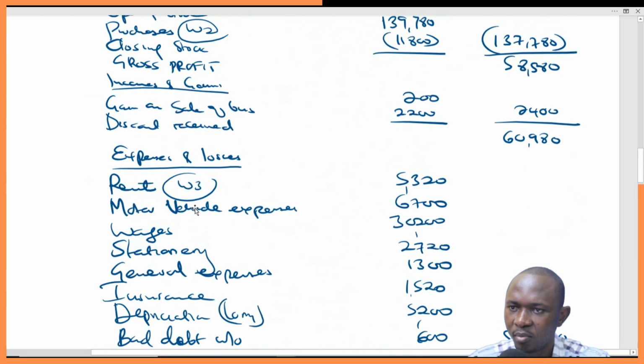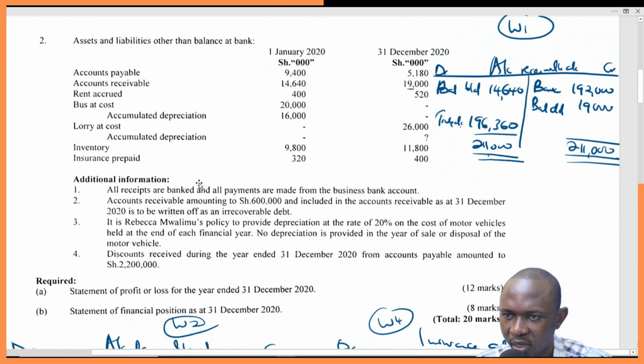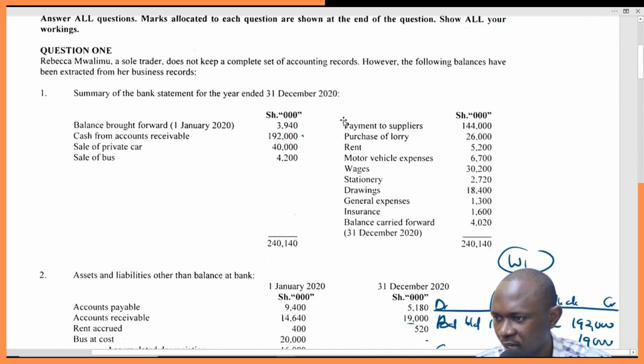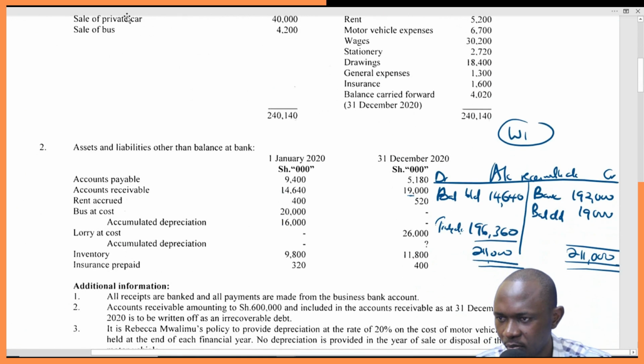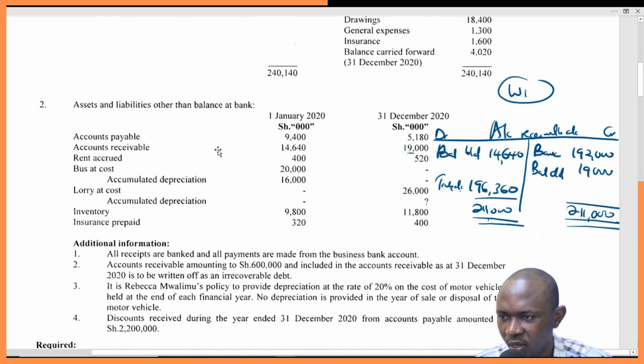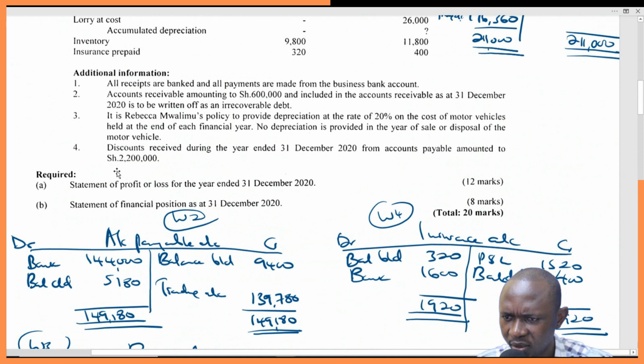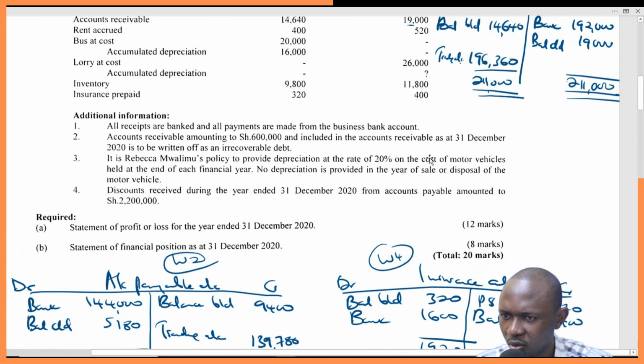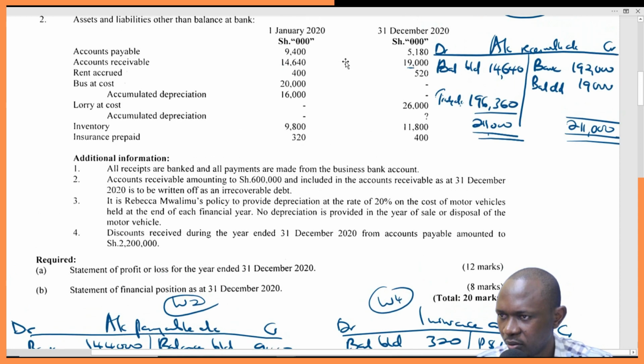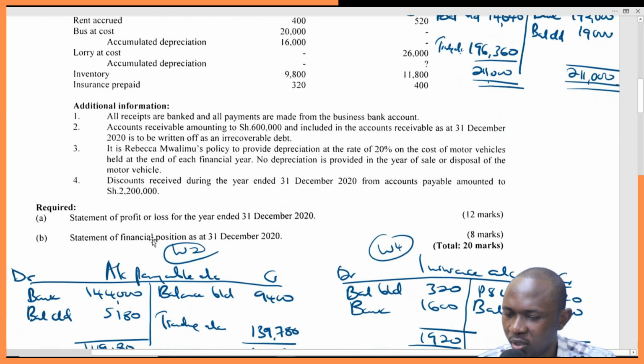So for current liabilities, we simply come back here. Do you have current liabilities here? Chances are I will not get them here. Yeah, accounts payable, 5180. But wait a minute, discount received during the year from accounts payable. So we are going to deduct this from accounts payable 5180. And then there is some discount that the suppliers gave us of 2,200.